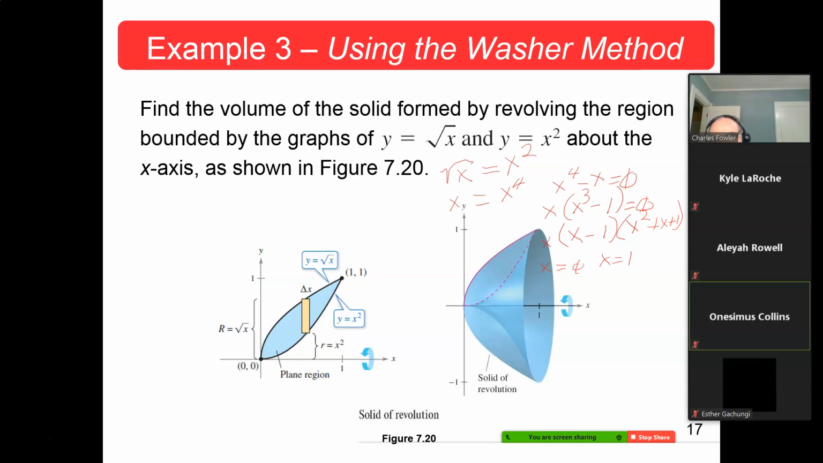The square root of x starts at (0, 0) and goes up to (1, 1) and keeps on going up this way, whereas x squared starts at (0, 0) and goes up much more slowly until it hits (1, 1) and then exceeds it and keeps going like this. Okay, so obviously this is the region of intersection. Your square root of x is on top, x squared is on the bottom. So we need to find the volume.